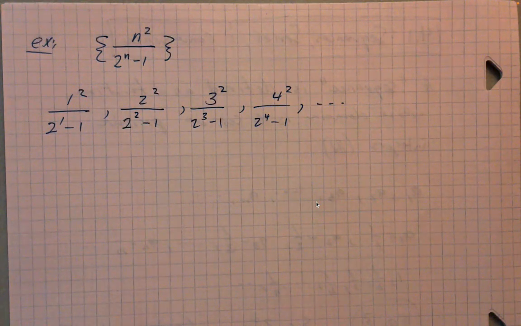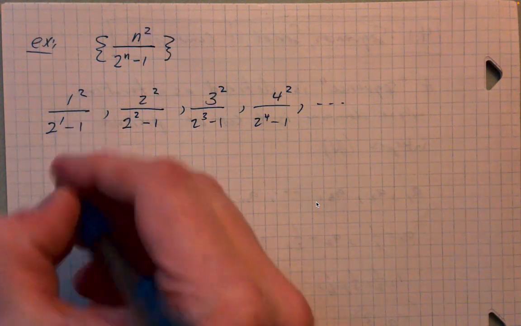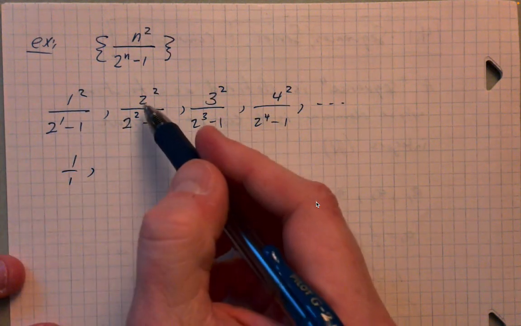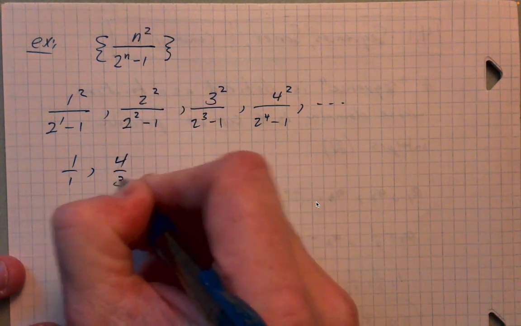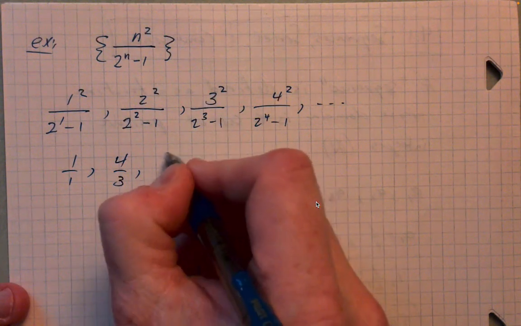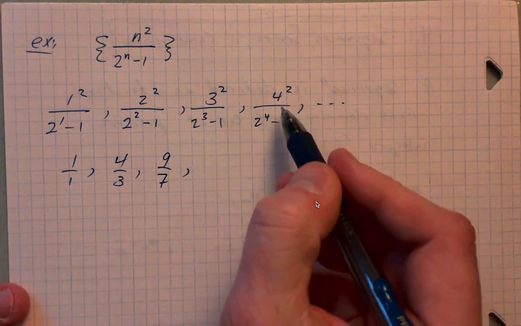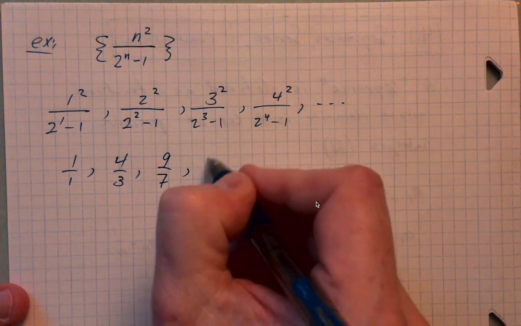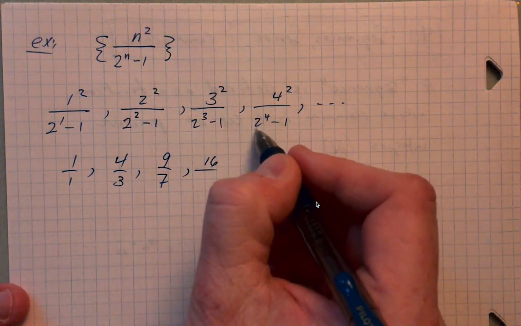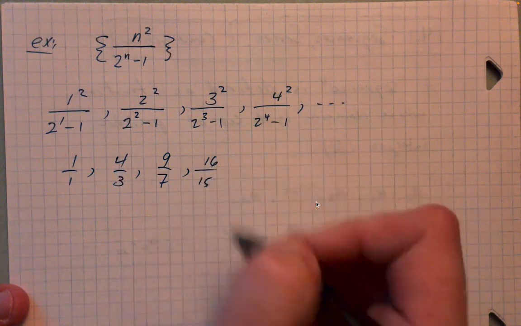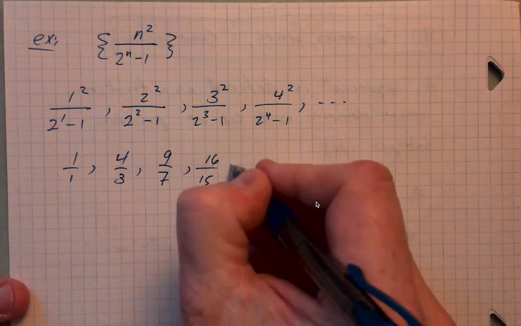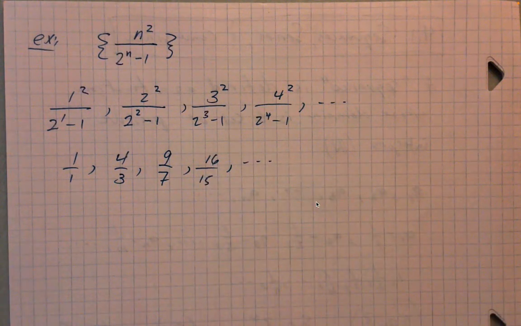Okay, so what do all of these numbers amount to? Well, this is 1 over 1. And this is 4 over 4 minus 1, so 4 over 3. And this will be 9/7. And this one will be 4 squared is 16, 2 to the 4th is 16, and then minus 1 is 15, right? So it kind of looks like that. Okay. So these are all examples of sequences.